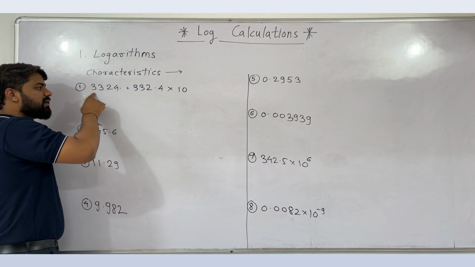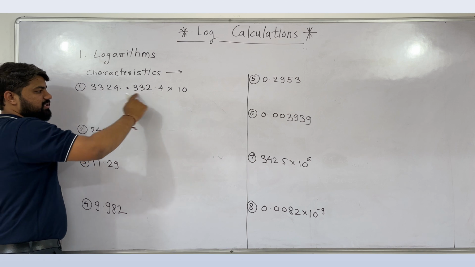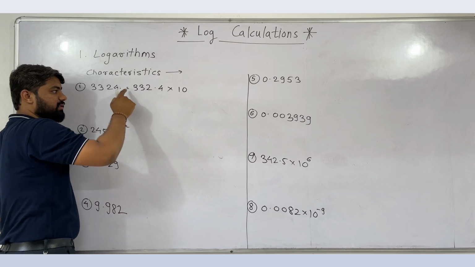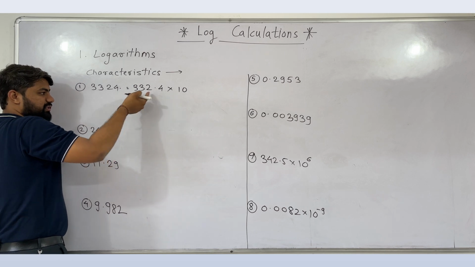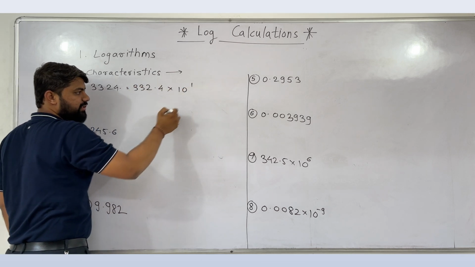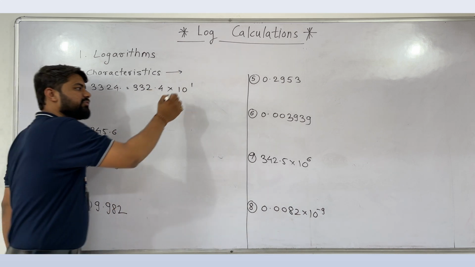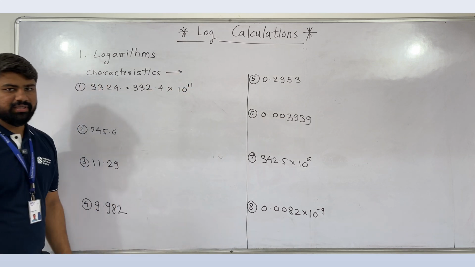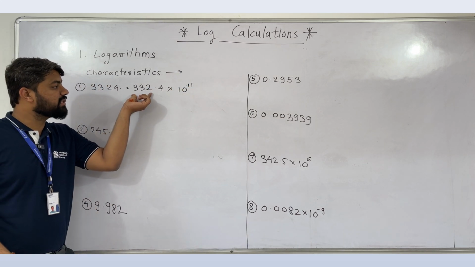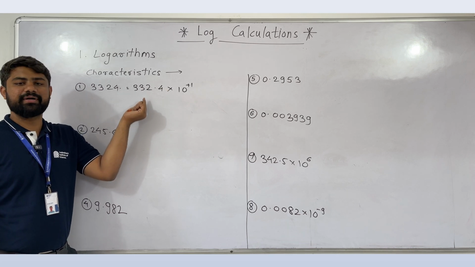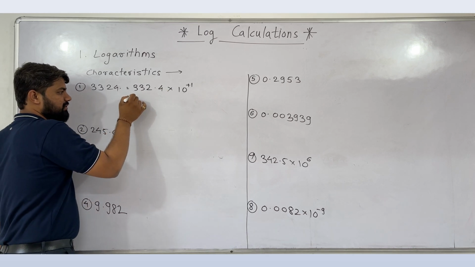We have reduced the value of this number to this, so we have to increase it with the help of this power so that it becomes equal. We have shifted it by 1, so we will write 1 here. And since we have to increase the value, we will give plus 1. But as you can see, this number is 332.4, which is way more than 10. So we have to shift the decimal point again. We will shift it like this.